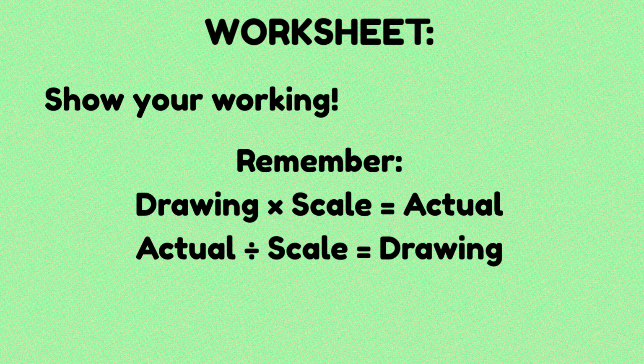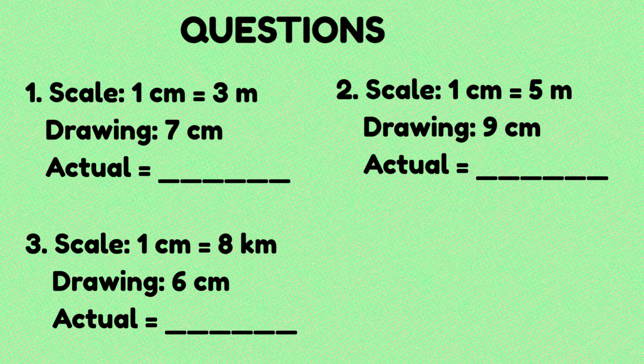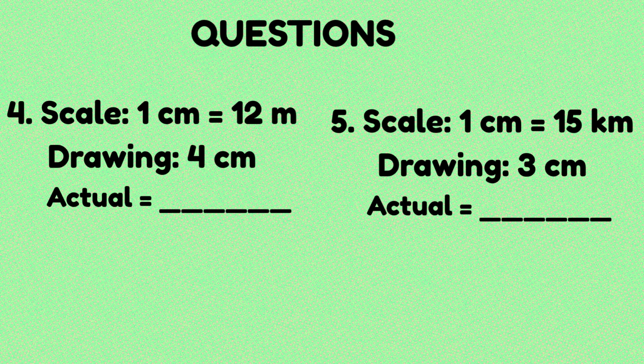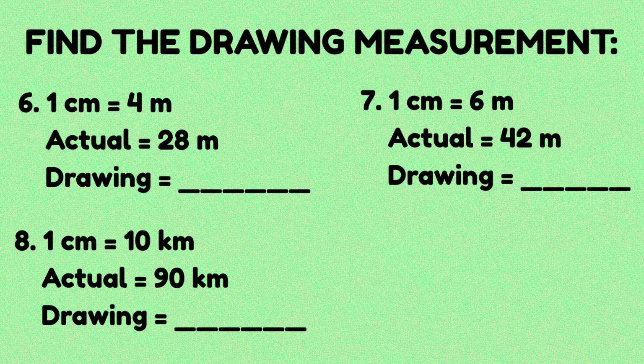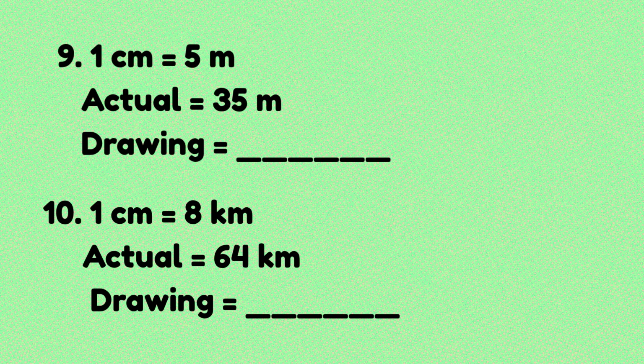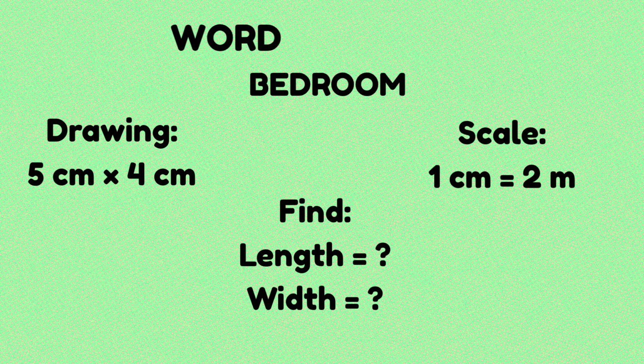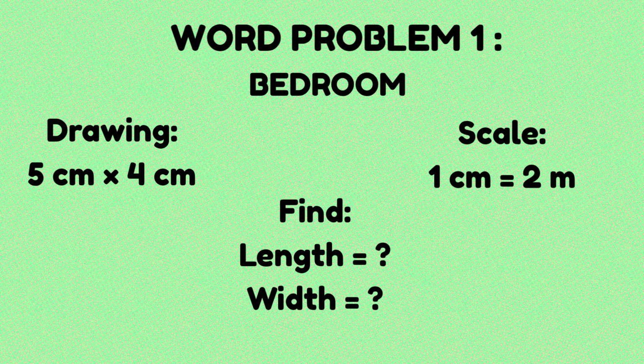Now it is time for independent practice. Solve each problem carefully, show your working, and remember to include the correct units. A bedroom is represented by a drawing measuring 5 centimeters by 4 centimeters. The scale is 1 centimeter equals 2 meters. Find the actual length and width.